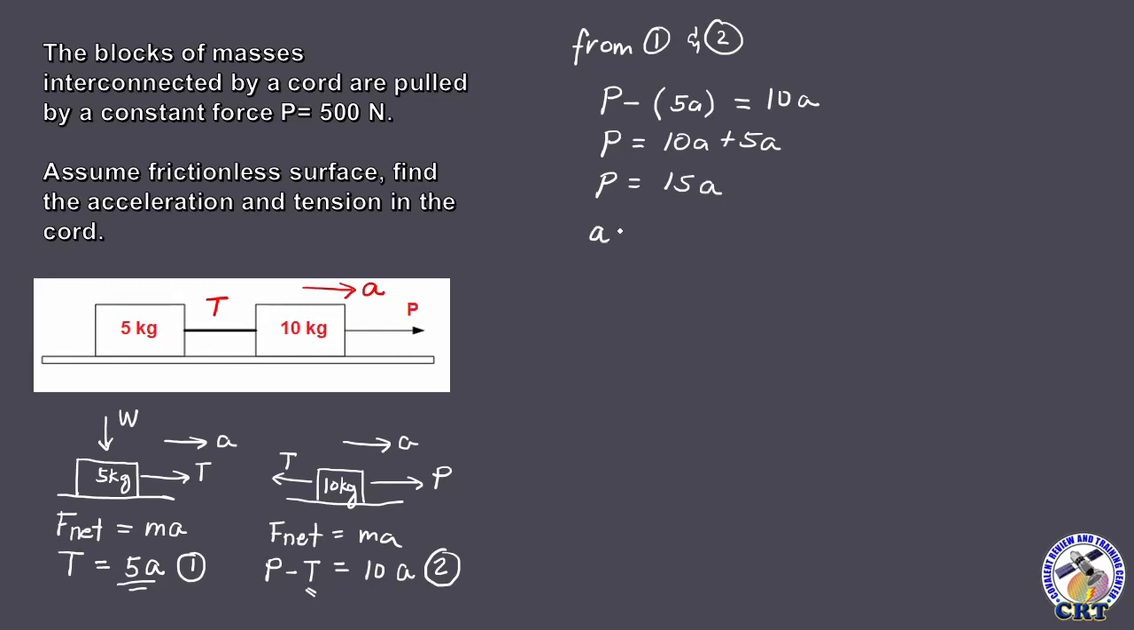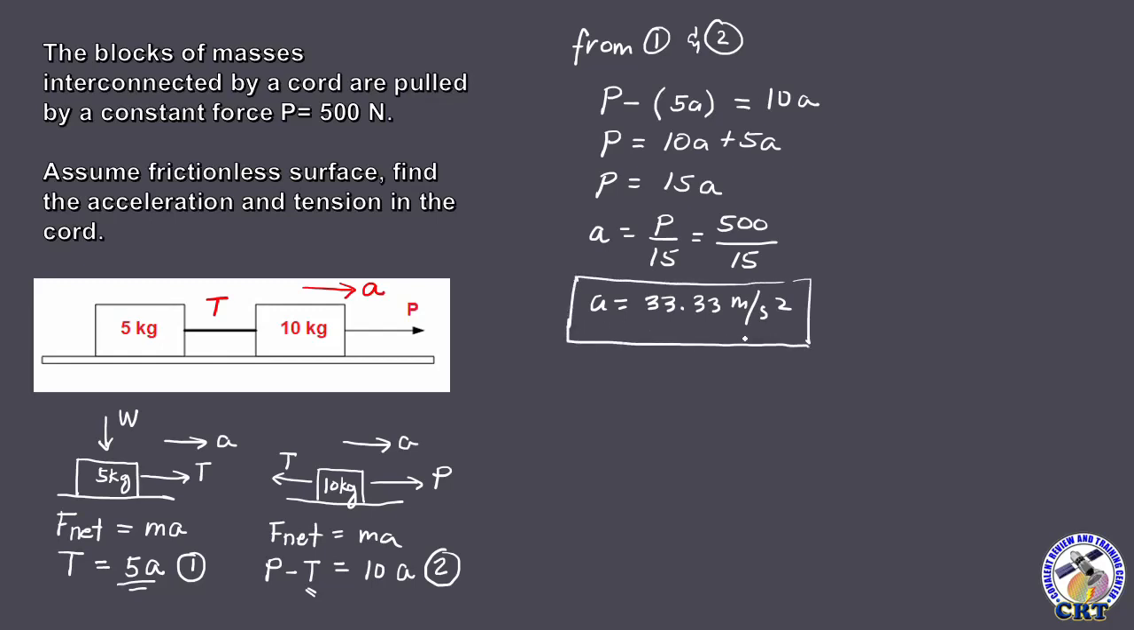And to solve for the acceleration, this is P over 15. Our P is 500 newtons, and then over 15, this will give us an acceleration of 500 over 15, which is 33.33 meters per second squared. So this is our answer for this first example.